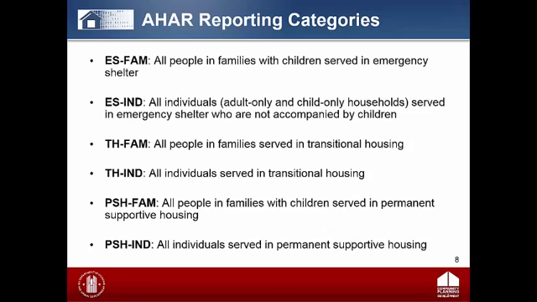We generally go by shorthand when referring to these categories. ES-FAM refers to all people and families with children served in emergency shelter. ES-IND refers to all individuals in adult-only and child-only households served in emergency shelter. TH-FAM refers to all people and families with children served in transitional housing. TH-IND refers to all individuals served in transitional housing. PSH-FAM refers to all people and families with children served in permanent supportive housing, and PSH-IND refers to all individuals served in permanent supportive housing.